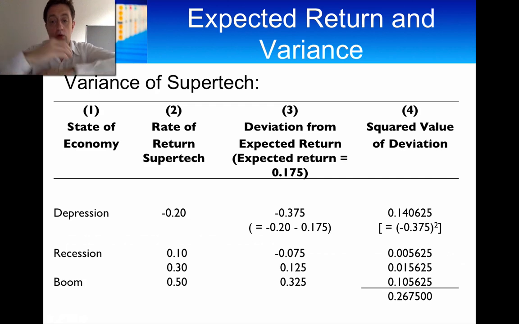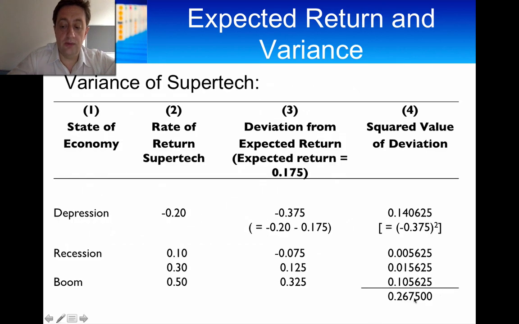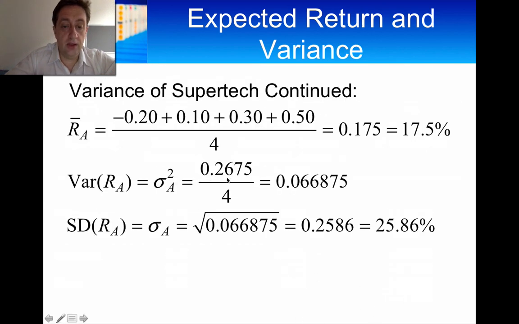If you remember, we don't want upside cancelling out downsides, so by squaring, you're only getting positives, and that gives you a much better view of the variability of an asset. So we then add up the squared value of the deviations, and then we divide by 4. If you see here, I've got 0.2675. We divide the 0.2675 by 4 because there are 4 different states, and that gives us a variance of 0.066875.